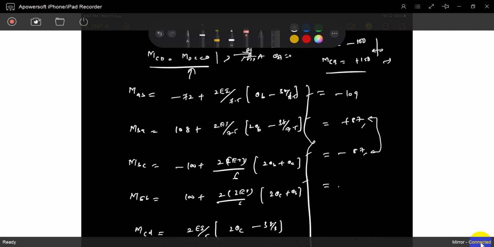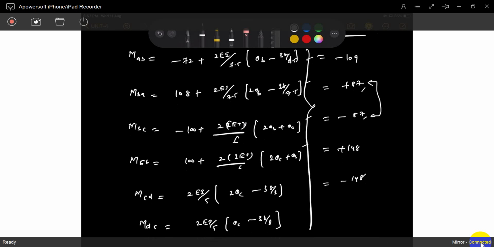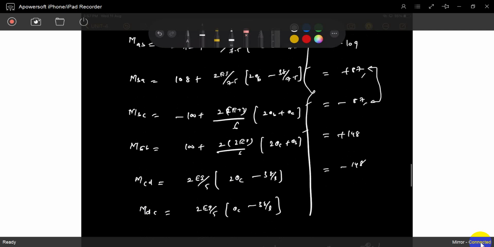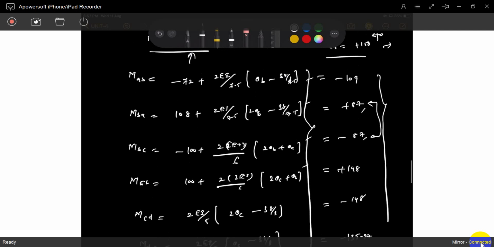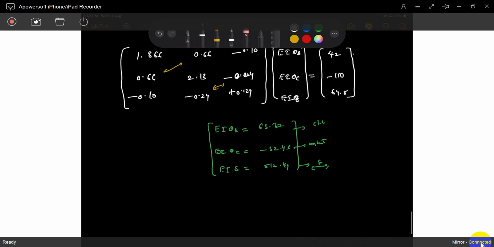So CB is also the same. This is 148, this is minus 148, because there is no other concentrated moment at the joint. So both should be equal. That is the joint equilibrium. MCD is minus 139.7. So these are the values. Understood?